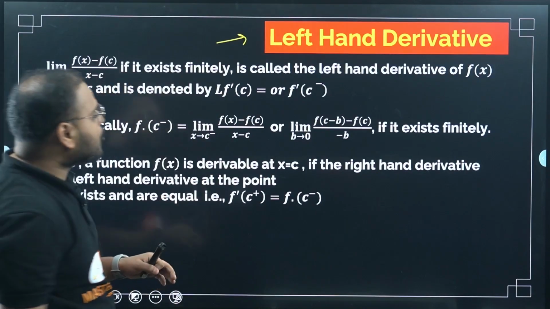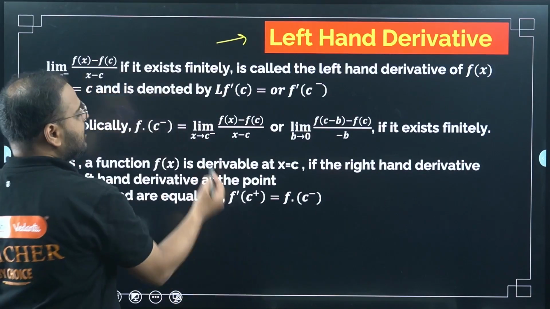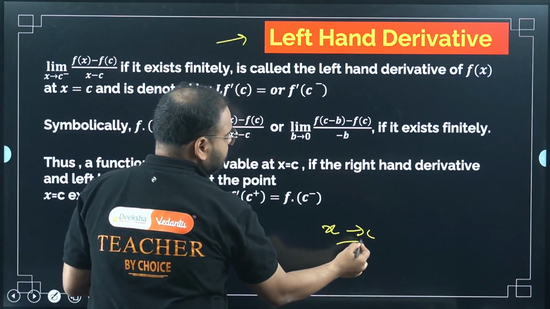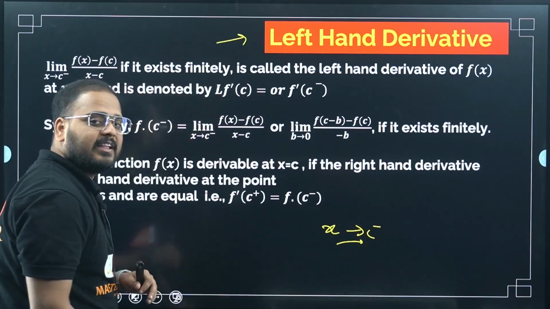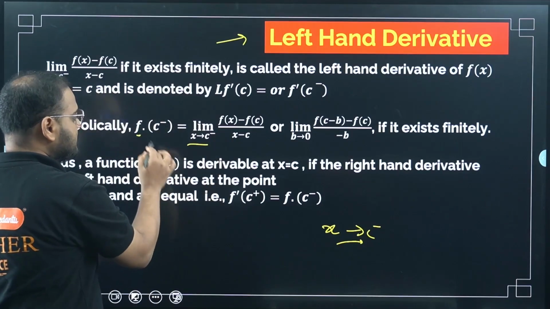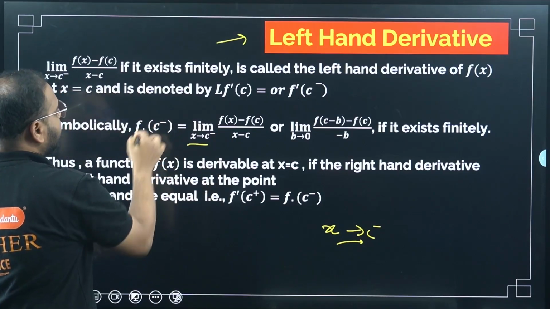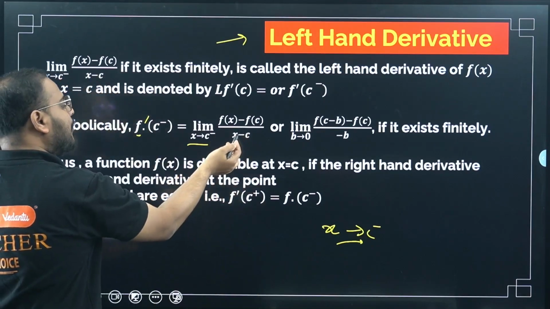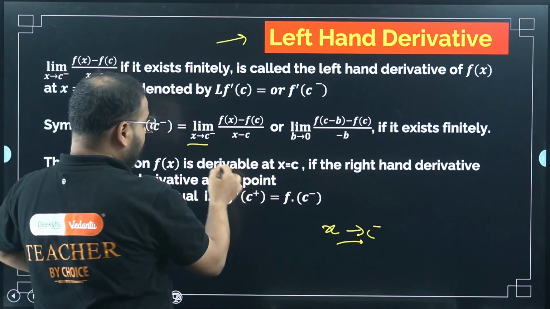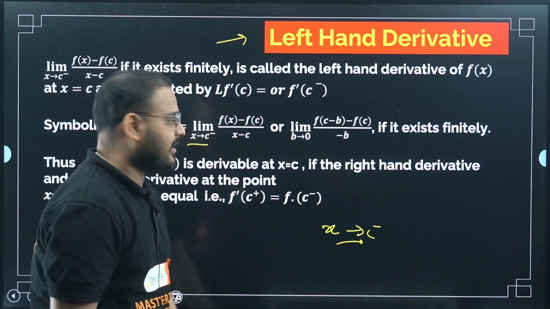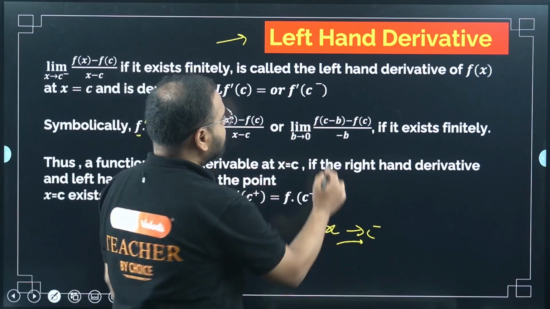So obviously when we approach the same point x equals c from the left hand side, how do we write it? x tends to c minus. So the derivative of the function at c minus is given by f of x minus f of c upon x minus c. And how do we modify the limit? By writing it as c minus b. Please check, c minus b.